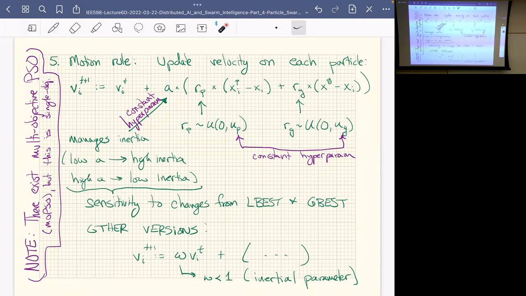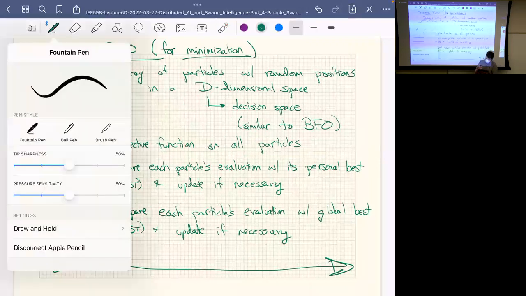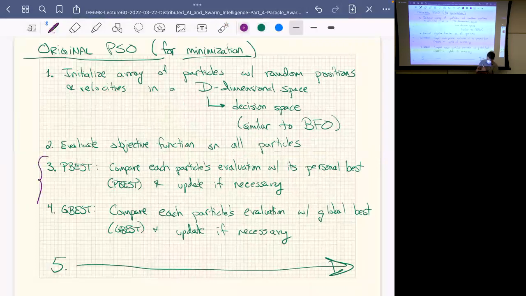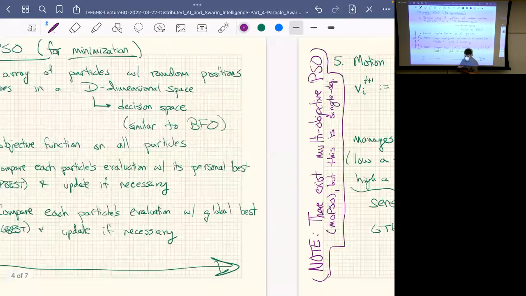Yes, that's a great question. In case you didn't catch that, this is here in these steps here. This is where the objective function comes into play. So it's super subtle. The objective function doesn't actually show up in the motion rules explicitly. It shows up there implicitly because we keep track of where the best locations so far have been.